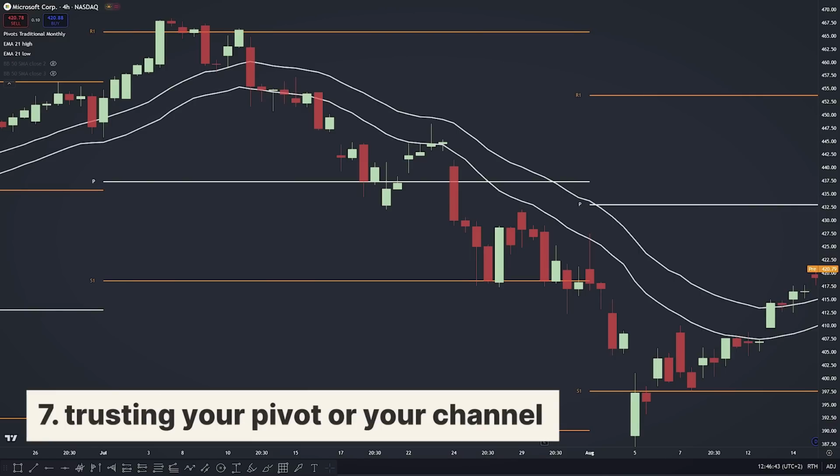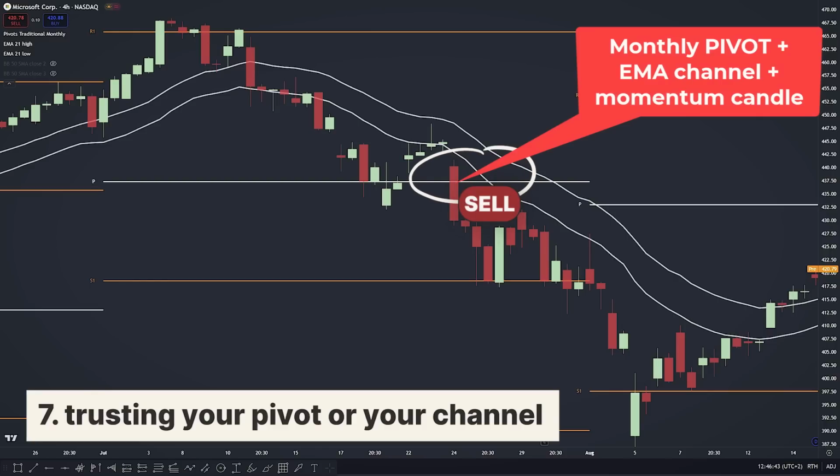Another psychological element is trusting your pivot or your channel. If you set your stop under that pivot, do not move it if price is approaching. If the pivot fails, then you accept the loss. That's how you keep your risk controlled. Emotional changes to your plan might cause bigger losses.